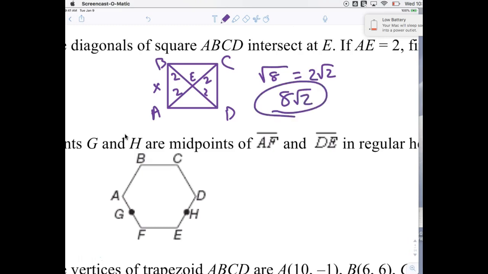Come on, that's just good math right there. I'm expecting you to be able to do that.